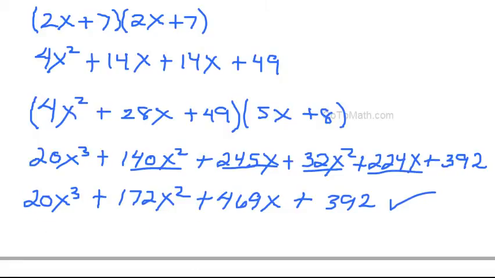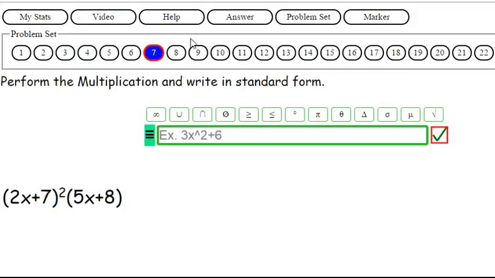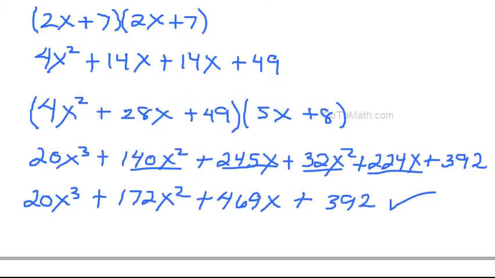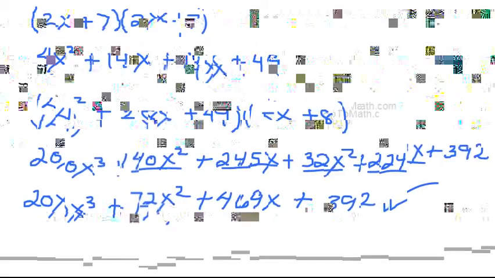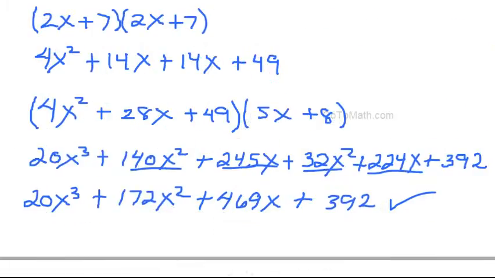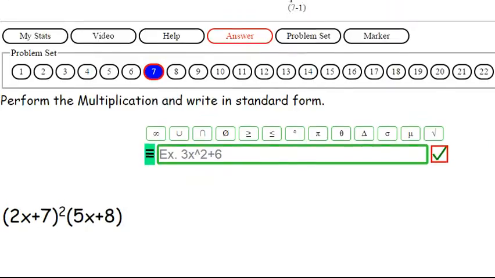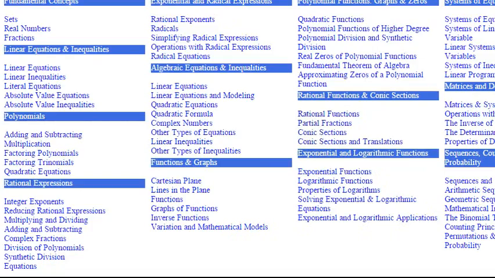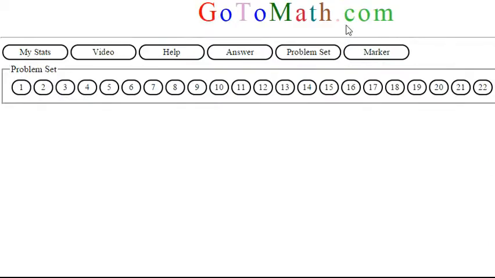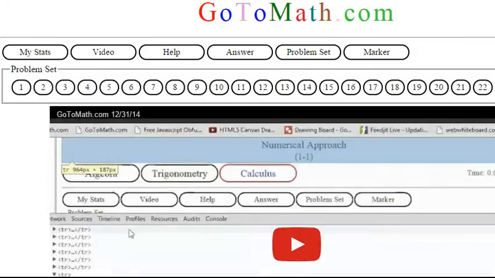Alright, well, let's head over and check. So we have 20x cubed, 172x squared, 469x, and 392. Alright, looks good. I've already checked it in the box, so it should work out there. We're over here at gotomath.com. Come on by, practice. See you later.